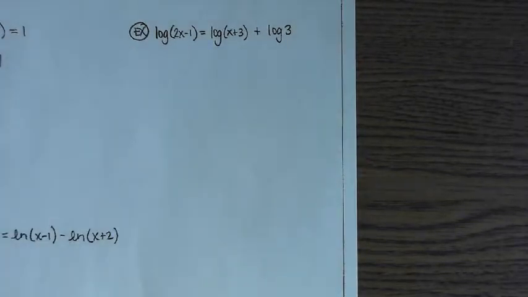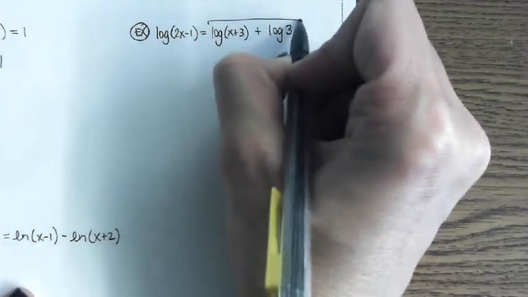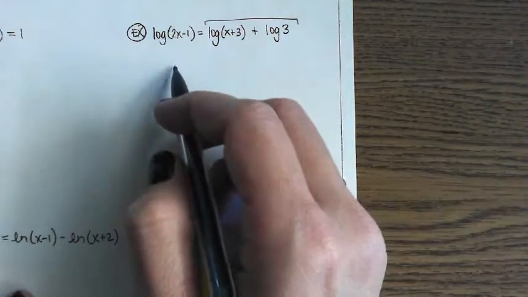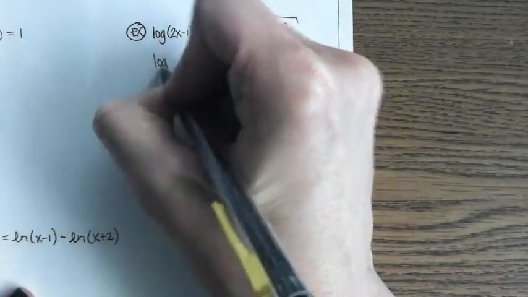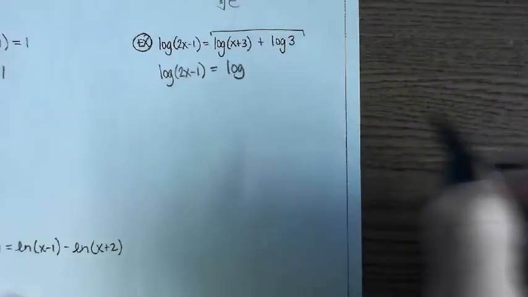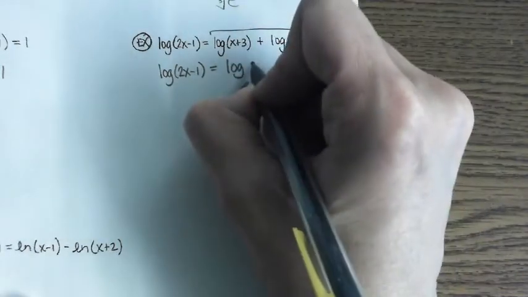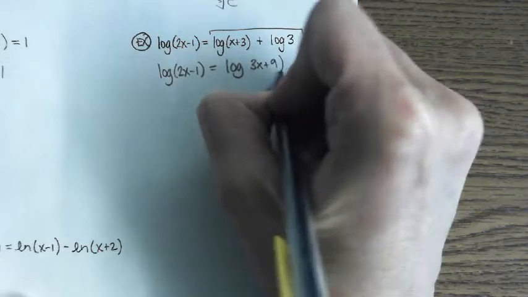What other way could we do it? Other people remember from last year, Dakota? Right, condense what's over here. Leave this one alone. Condense the addition by multiplying. 3 times x plus 3 is going to become 3x plus 9.